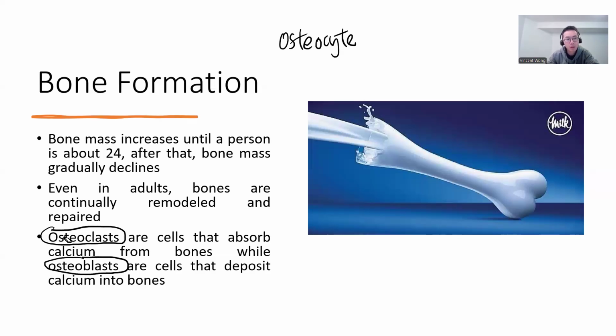To keep it simple, osteoclasts absorb calcium from bones, and osteoblasts put calcium in the bone. Just remember B for Bill. So osteoblasts build the bones by putting calcium in it. Osteoclasts absorb the calcium from the bones, break it apart. Sometimes you absorb the calcium and then you put it in the blood. And sometimes if you have extra calcium in the blood, you will put it in the bones.